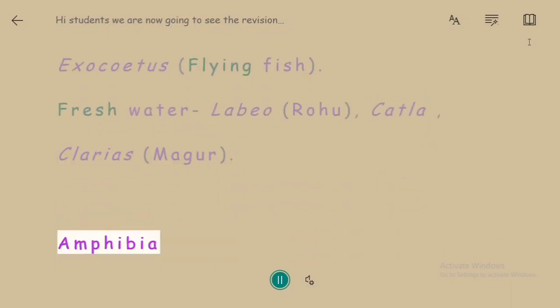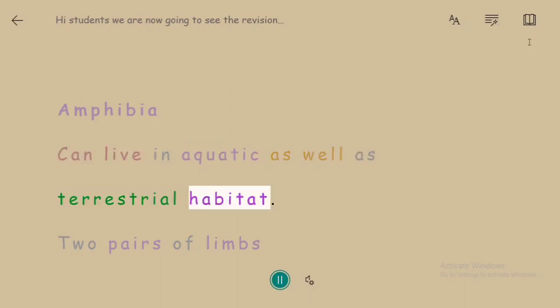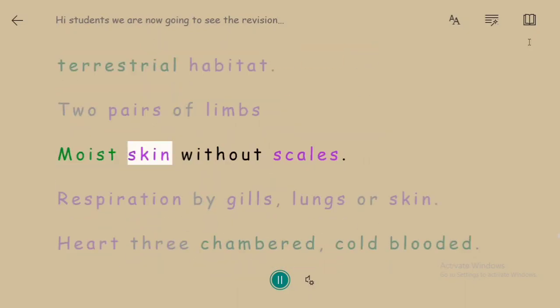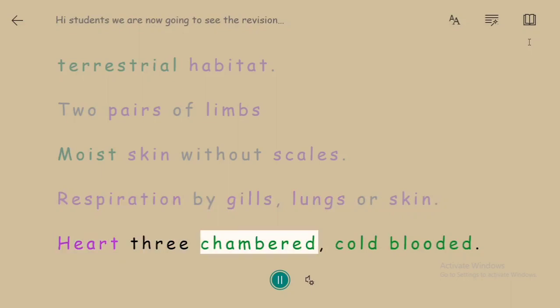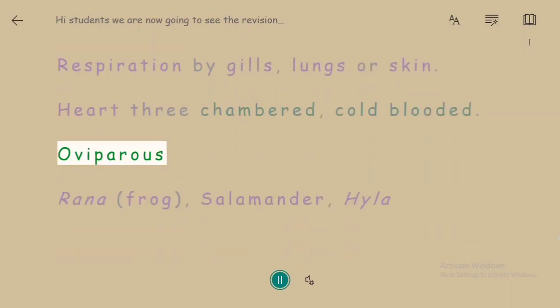Amphibia. Can live in aquatic as well as terrestrial habitats. 2 pairs of limbs. Moist skin without scales. Respiration by gills, lungs or skin. Heart 3-chambered, cold-blooded. Oviparous. Examples: Rana, frog, salamander, Hyla.